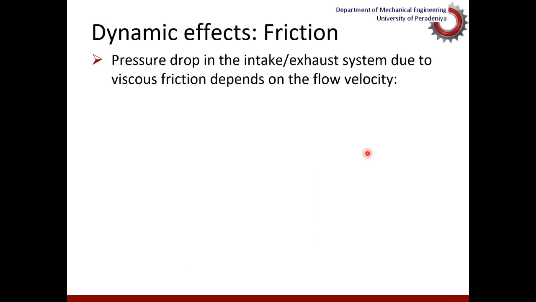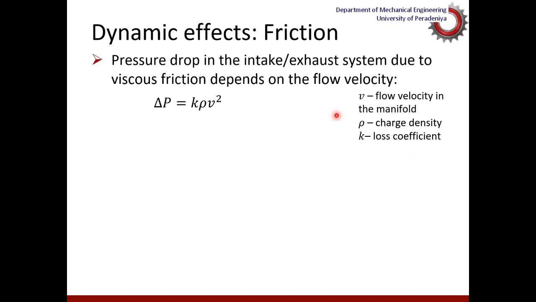If you look at the dynamic effects on the intake and exhaust system performance, one key parameter is the friction. Now, if you look at the frictional effects, the flow losses, I'm sure all of you know that the viscous friction force or the friction losses depend on the velocity of the flow. Accordingly, the pressure drop would be a constant, which is called the loss coefficient, times the density and the square of the velocity.